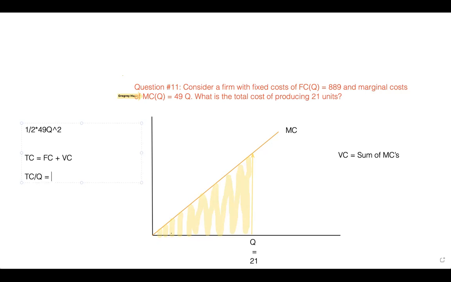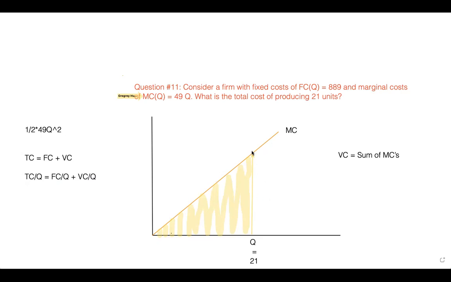And then that's going to be average fixed cost, which is fixed cost divided by Q, plus average variable cost, which is variable cost divided by Q. But these two equations, you see how they're the same. It's just one is Q divided by the other. So it's that simple. And then there's this relationship. So yeah, that's the whole thing.